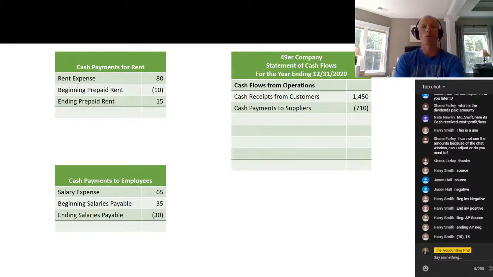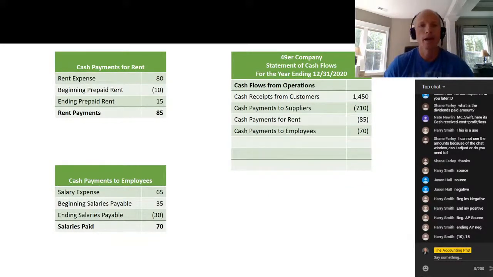And then cash payments to employees. Again, here we have the beginning salaries payable. What does that mean? Well, that means salaries expense that I incurred in 2019 but paid in 2020. So that's why it's a positive adjustment. And then with the ending salaries payable, that's salaries expense that I incurred in 2020 but will pay in 2021, which is why it's a negative adjustment. And so the rent payments are 85, and the salary payments are 70. So cash payments to employees and cash payments for rent, because they're payments, are uses of cash, 85 and 70.